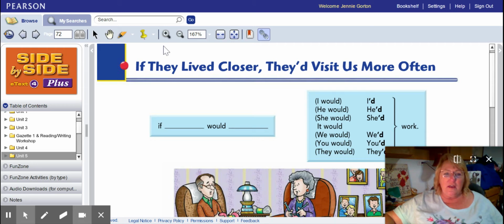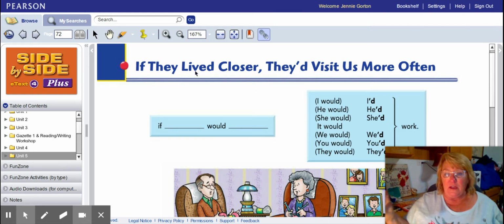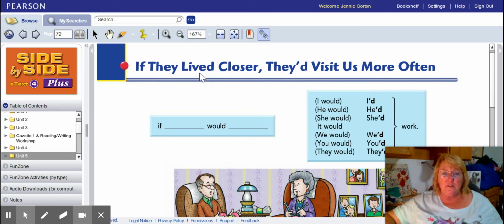Just reviewing, you can see by this example, if they lived closer, they'd visit us more often. Now, this they'd means they would. All right. Notice here, if they lived closer, if is the conditional, then they'd visit us. If they lived in this imaginary tense, it's imaginary. It's not real. That's why it's called unreal. If they lived, and this is the past tense, closer, they'd visit us. Visit is present tense. They would visit us more often.